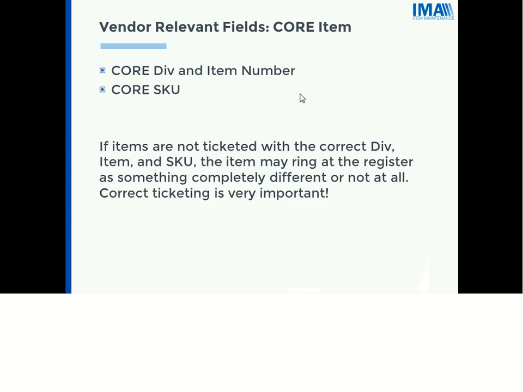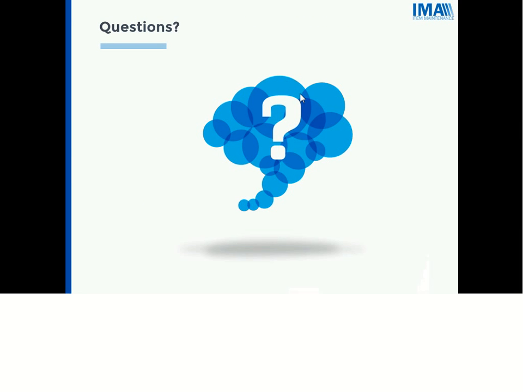So just to close with the core item number, if you have any questions about the core item number, if you're not sure if you have the correct ones, please double check with your merchant before you start your ticketing. Because like I said, it basically pulls the product off the floor. The product can't be sold during that entire time that it's being fixed. So any questions about the core item?